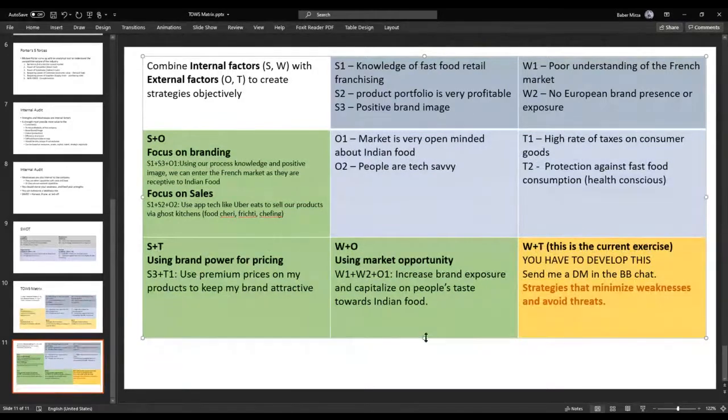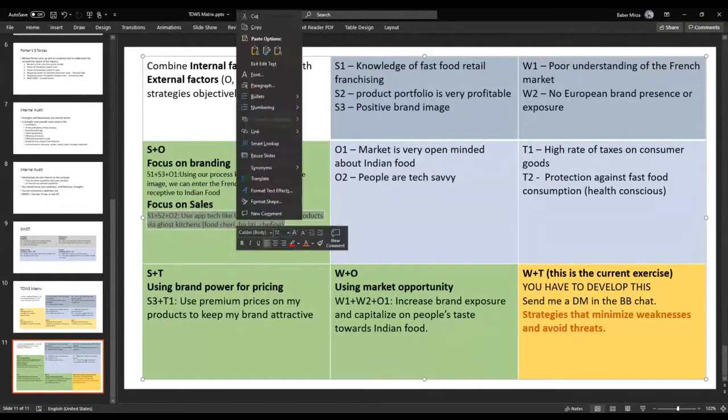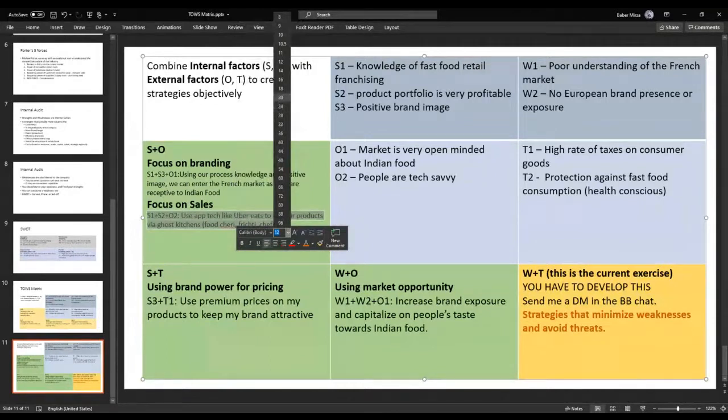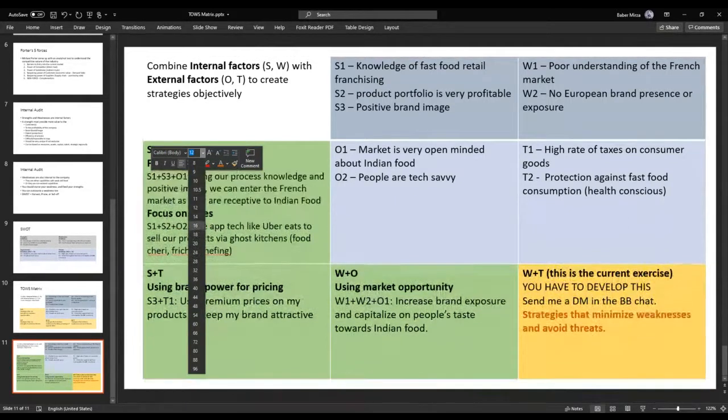Then comes strengths plus threats. The same thing: you use your strength to counter a threat. If you're very good at something, threats can be eliminated very quickly and should be. You don't have to use that option, but you must enumerate that option, combining a strength to overcome a threat, okay?